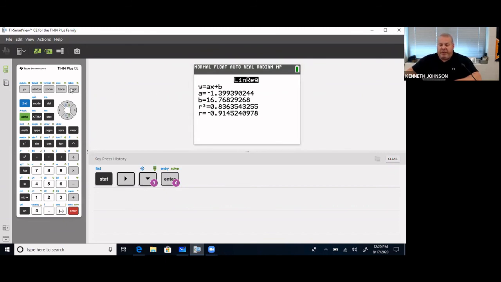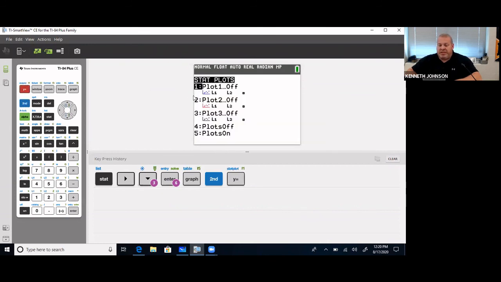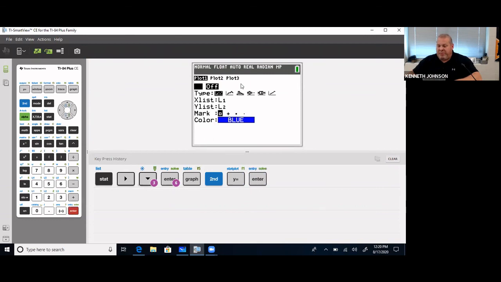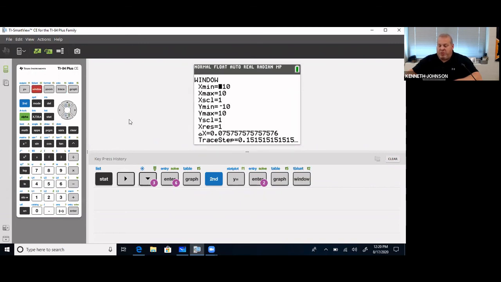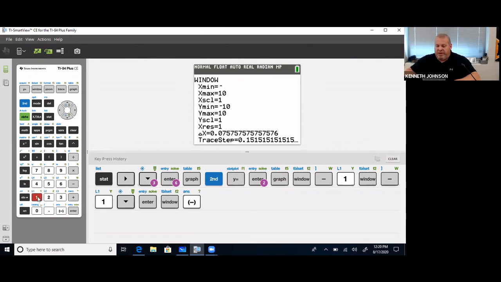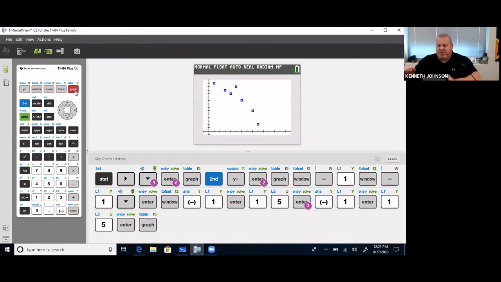If you wanted to view the data, if you just hit graph, you're not going to see anything. First thing you're going to have to do is go in and turn on stat plot. So second, y equals, gives you stat plot, turn on stat plot 1. And now we'll start to see some points. I need to change my window. I'll go from -1 to 15, and then we'll just say -1 to 15, so I don't know how many values are greater than 15. Now if I hit graph, I see all of my points displayed on the graph.